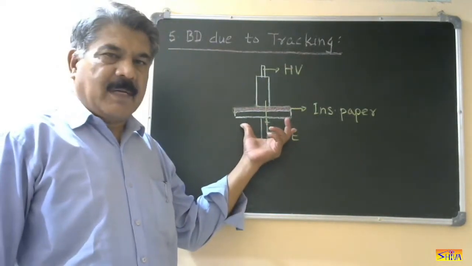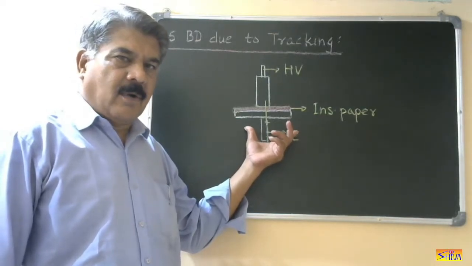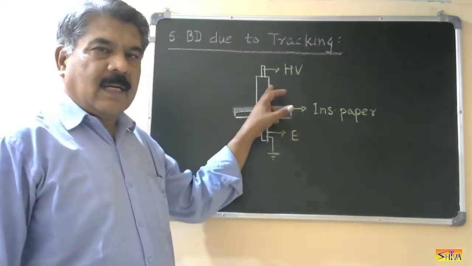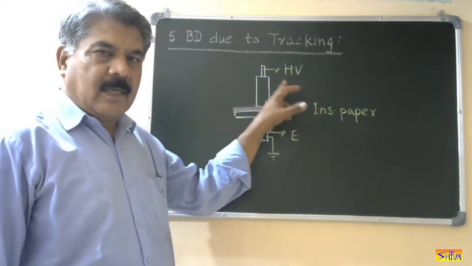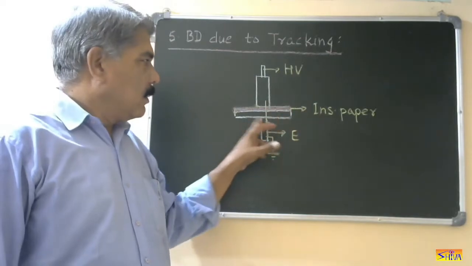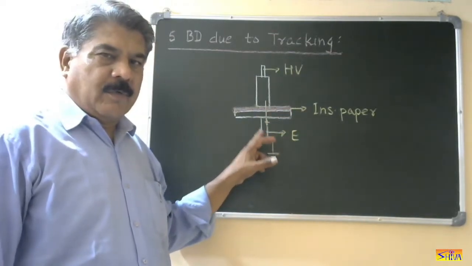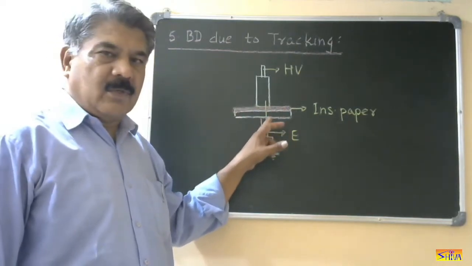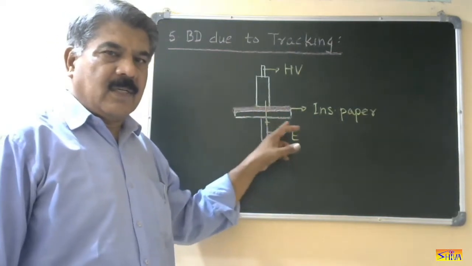This is the experimental setup for explaining the tracking breakdown. The cylindrical electrode, the upper one, is connected to high voltage, and the circular electrode, the lower one, is connected to ground or earth. In between these two electrodes, there is insulation paper.